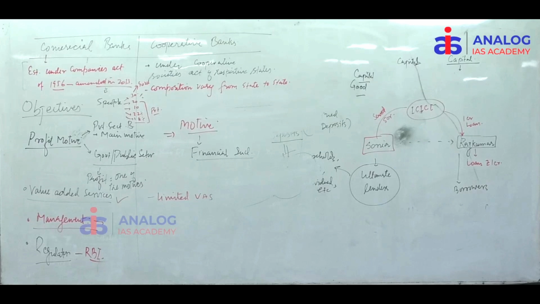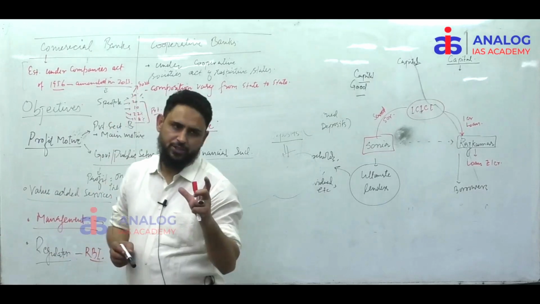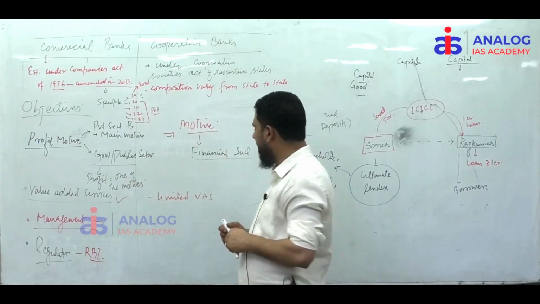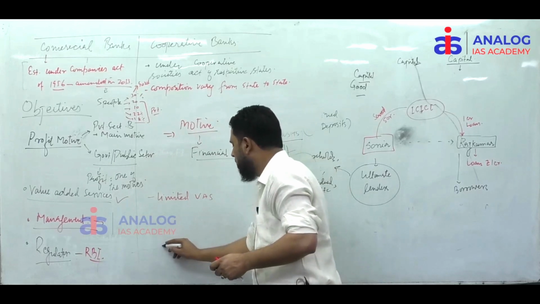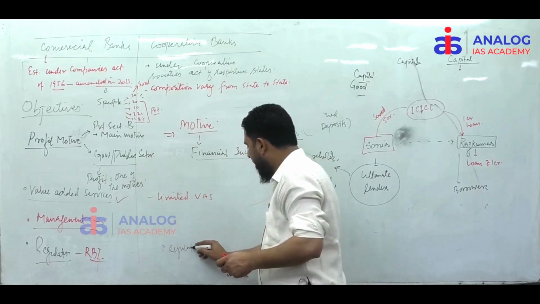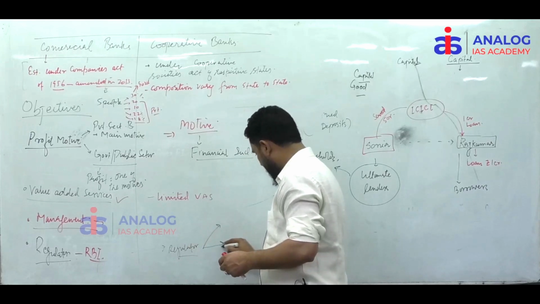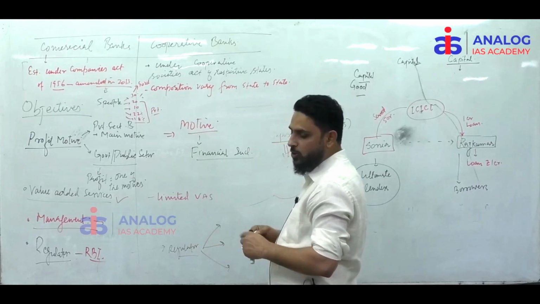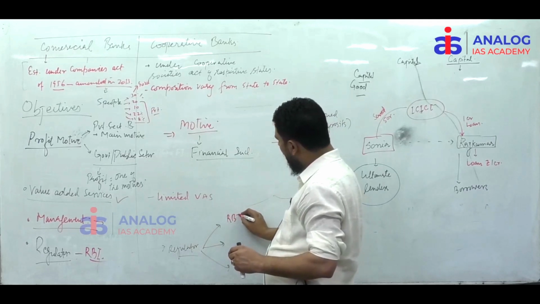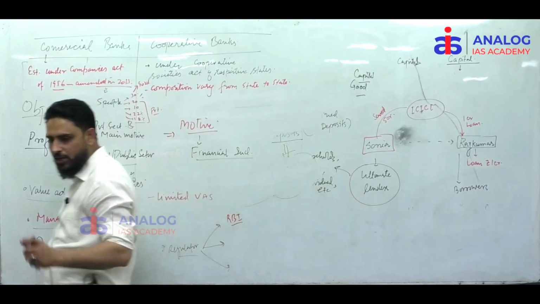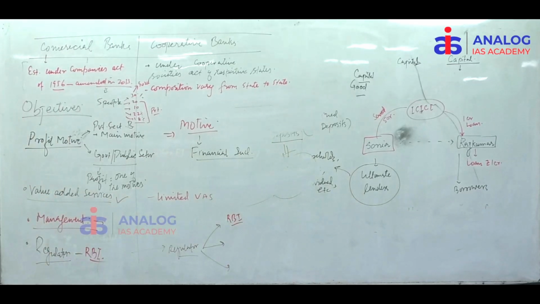See, there are so many regulators for cooperative societies. Three regulators. Banking operations, the lending norms, are decided by RBI. RBI regulates the banking operations, which means RBI deals with lending norms.